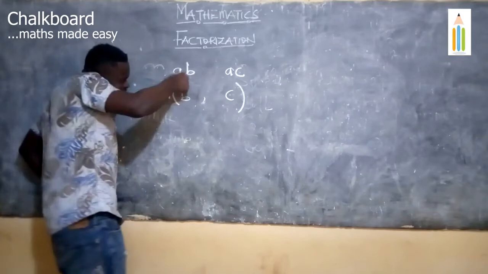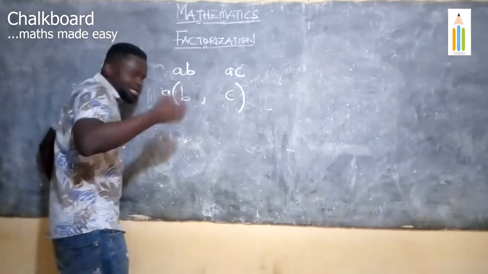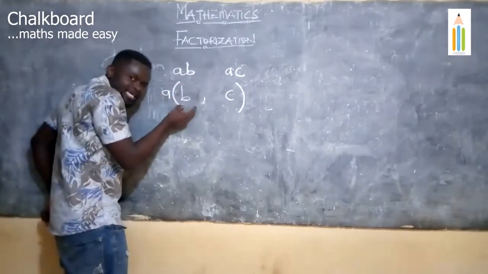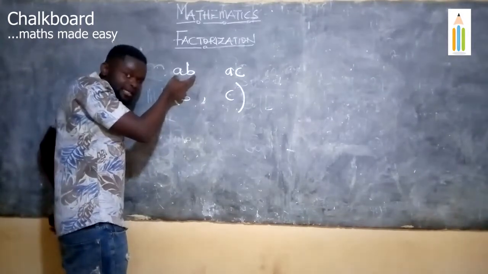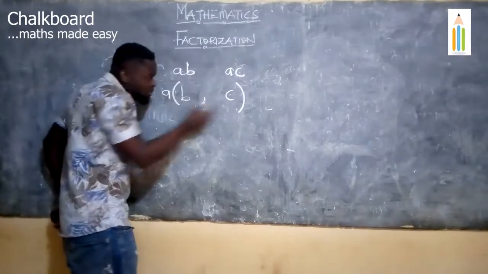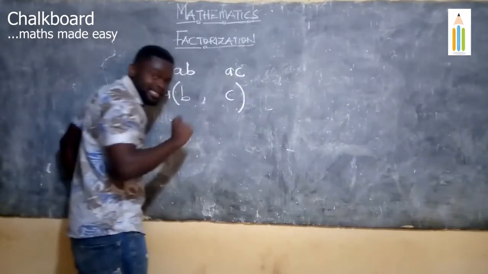And in math, bracket here means multiplication. So if I multiply this A with this B, I'm coming back to AB. And if I multiply this A with this C, I'm coming back to AC.